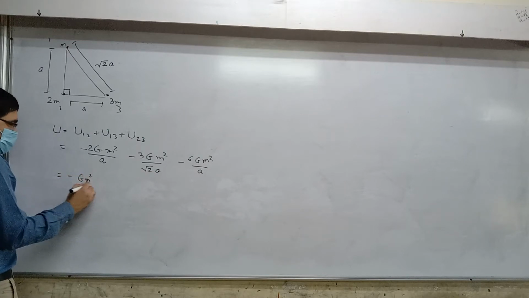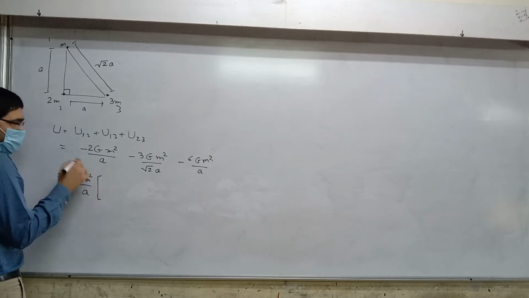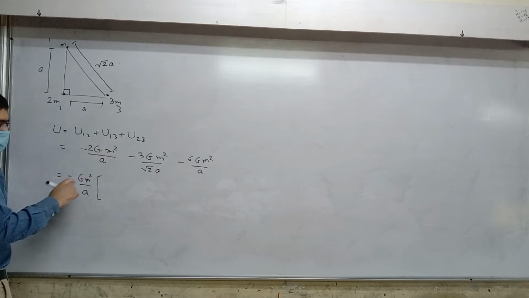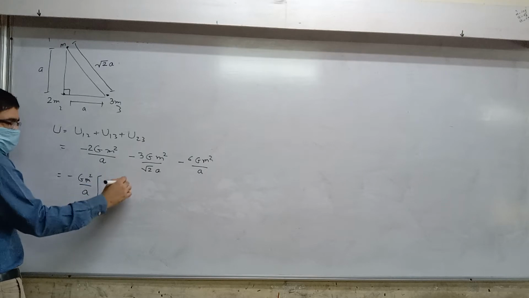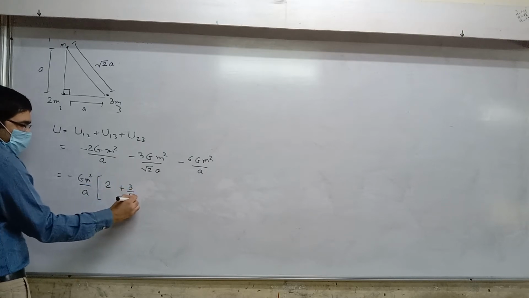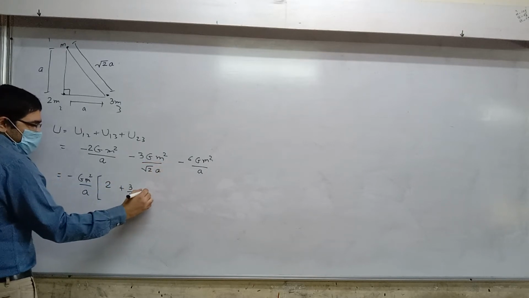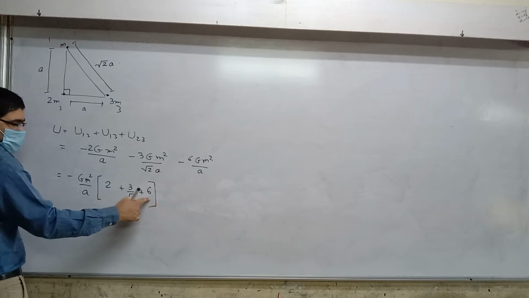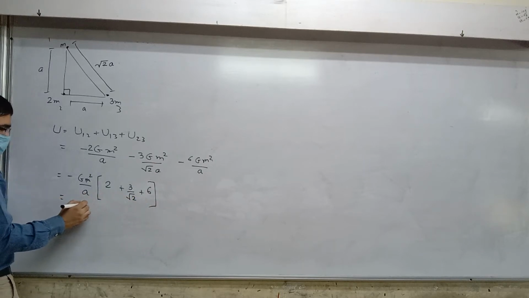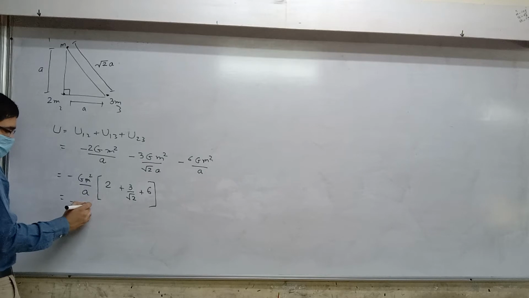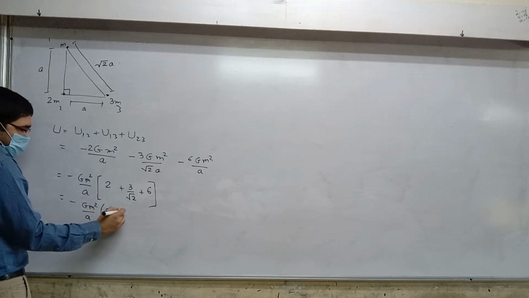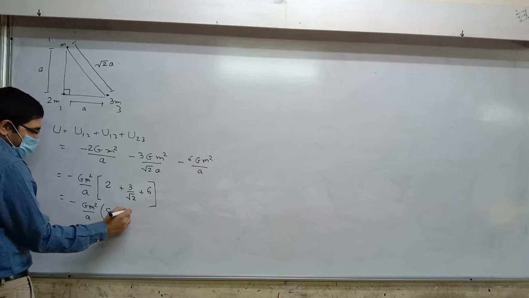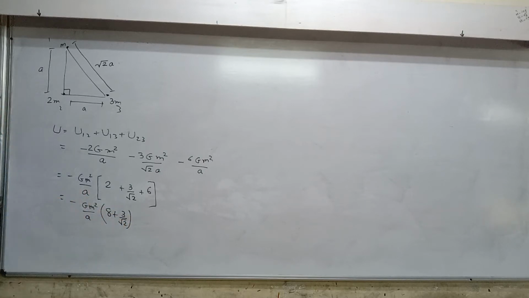I'll take everything common first. Then add. So minus common, don't forget that. So 2 plus 3 by root 2. Again minus common, so plus 6. Now 2 plus 6 is 8. So you can write it as G m squared by a, bracket 8 plus 3 by root 2, if you want to take the LCM further. Understood?